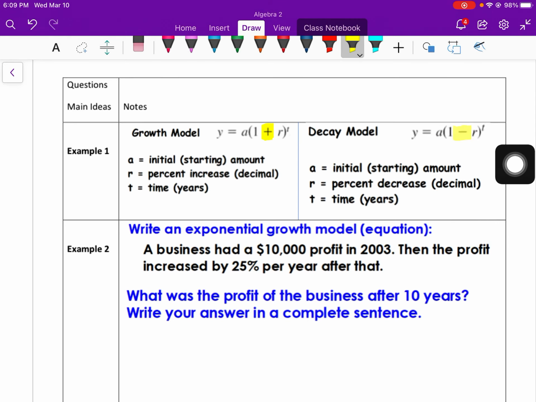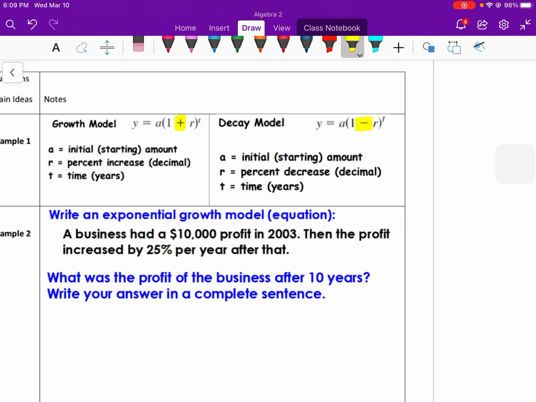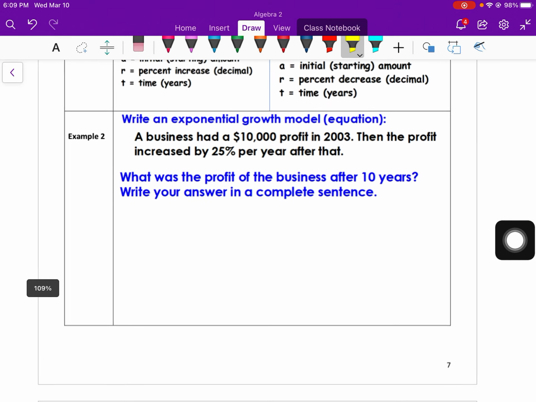And then in your decay model, it's minus, so you're looking at how quickly it decreases, the rate at which it decreases. And like I mentioned in the first lesson, this is like the depreciation of a car, the decay of the model.